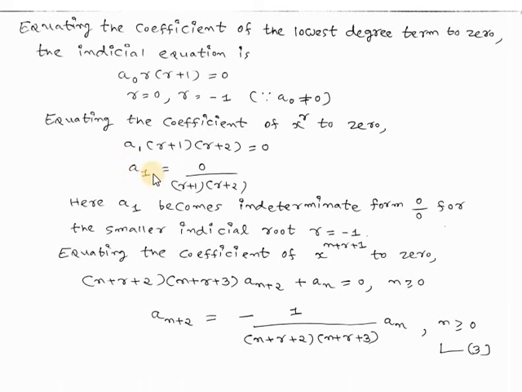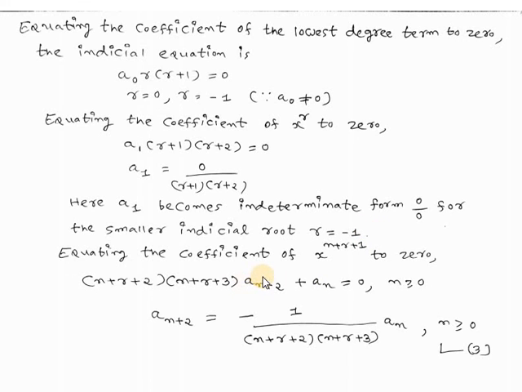So we will get a1 is equal to 0 divided by (r plus 1) into (r plus 2). So here a1 becomes indeterminate form, that is 0 by 0, for the smaller initial root r equal to minus 1, because if we put r equal to minus 1, then here it will be 0 by 0 form. Therefore a1 becomes indeterminate form for the smaller initial root r equal to minus 1. So this is an example of the second possibility of case 3.